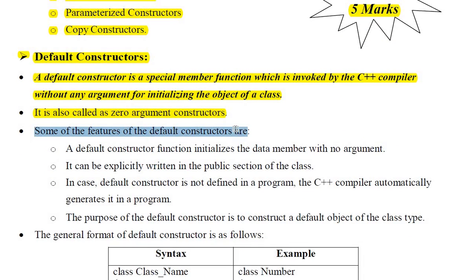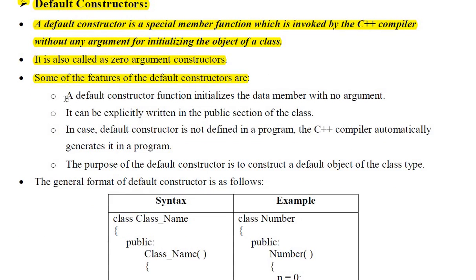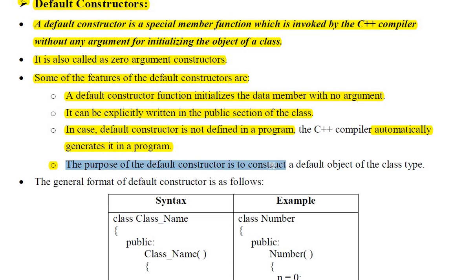There are some features of default constructor. A default constructor function initializes the data members with no argument. It can be explicitly written in the public section of a class. In case a default constructor is not defined in a program, the compiler automatically generates it. And the purpose of default constructor is to construct the default object of the class.